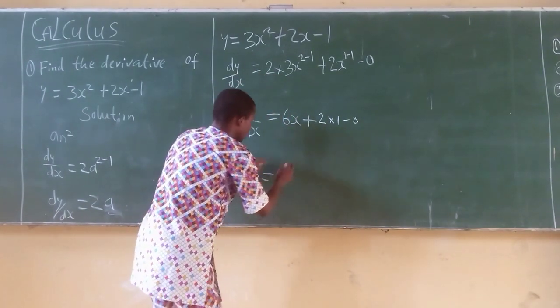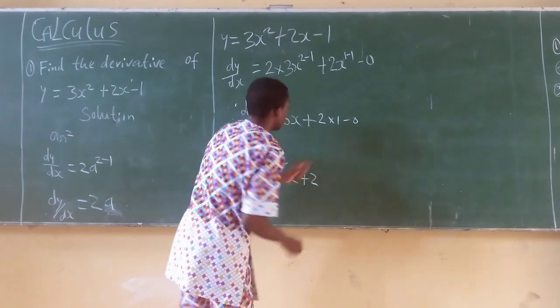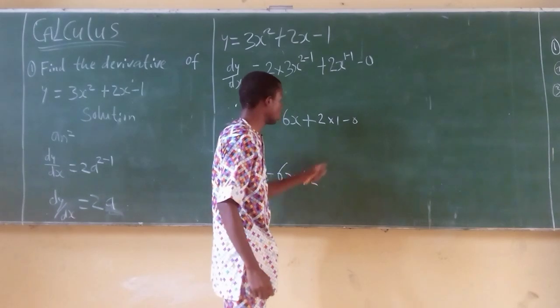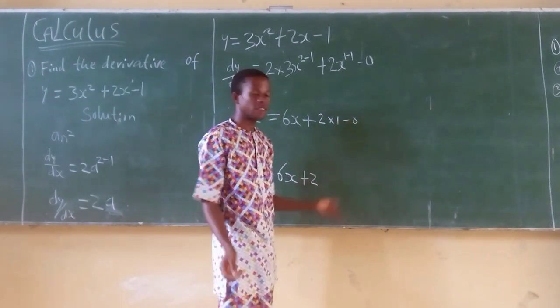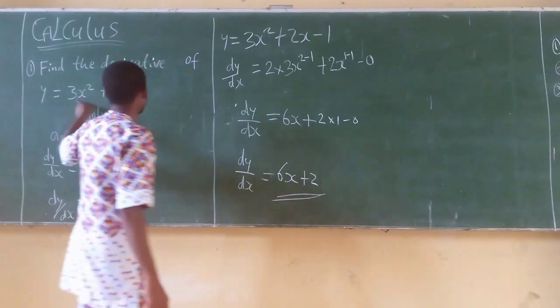is going to equal what? 6x plus 2. Because 2 times 1 is 2. I know that 2 minus 0 is the same thing as 2. So this is our final answer to this question that was given to us.